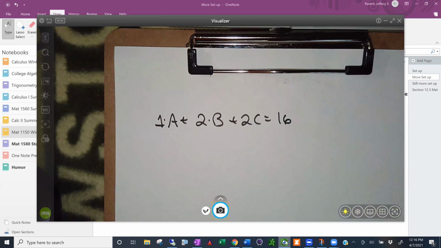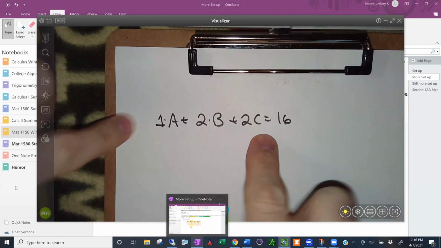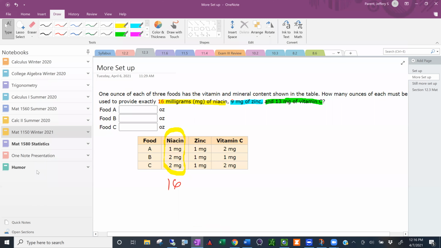Now, do you need to write a 1 times A? Not for my money, but I'm just trying to help you see where this equation comes from. So it's probably not a bad idea to do it, at least in this first one. So 1A plus 2B plus 2C equals 16. 1 down, 2 to go.